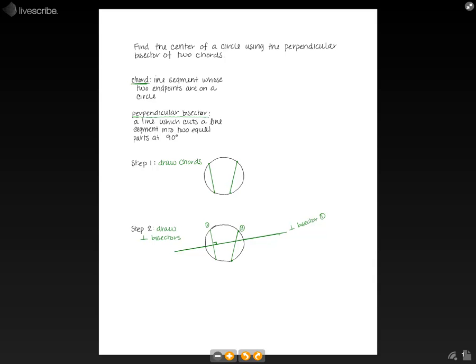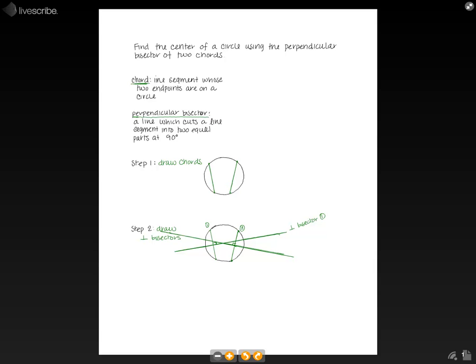Now I need to do the same thing for chord 2. So I measure and find the center of chord 2. It's right here. Then I need to find a 90-degree angle, which is right here. Then I need to draw the perpendicular bisector at 90 degrees through that chord. Oops, there we go. So this is 90 degrees.